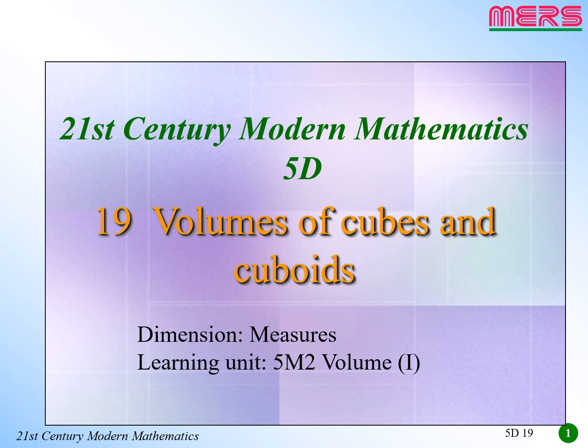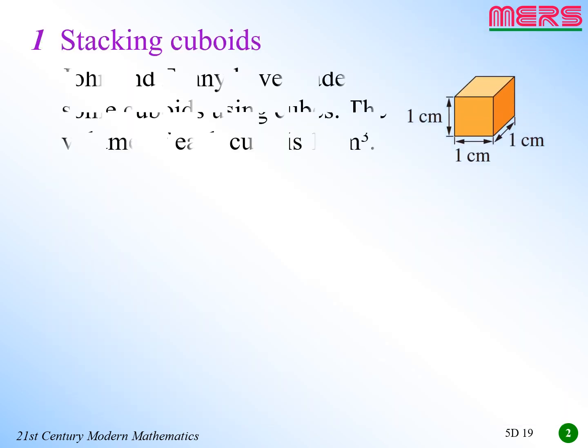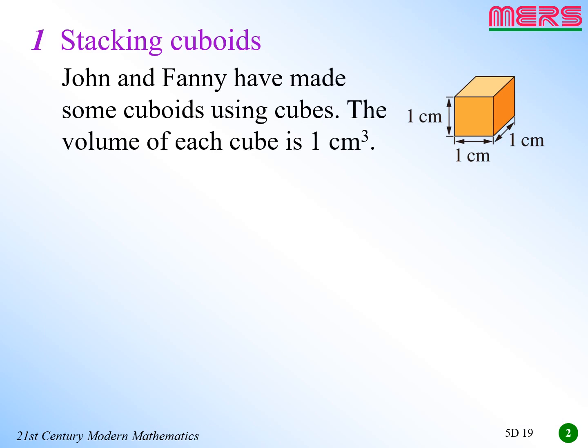Now, please get ready with your 5D textbook and a pencil. Turn your book to page 38, chapter 19. Do you still remember how to calculate the area of a square or rectangle? Finding the area of a square or rectangle is by multiplying the length of the sides. That is the measurement of the length times the measurement of the width. Learning the calculation of volume is similar.